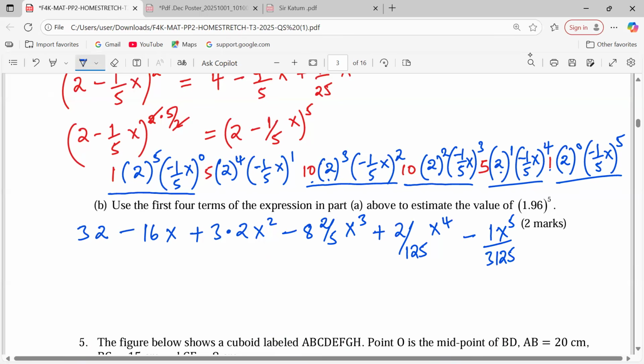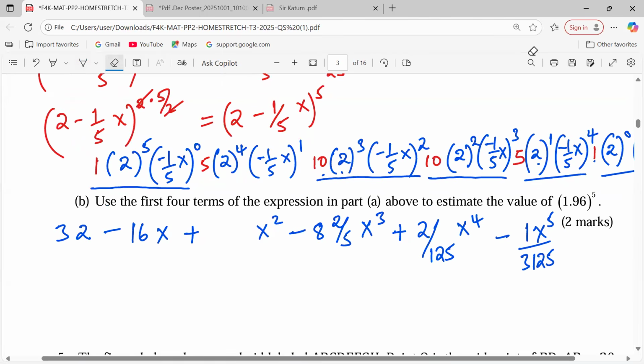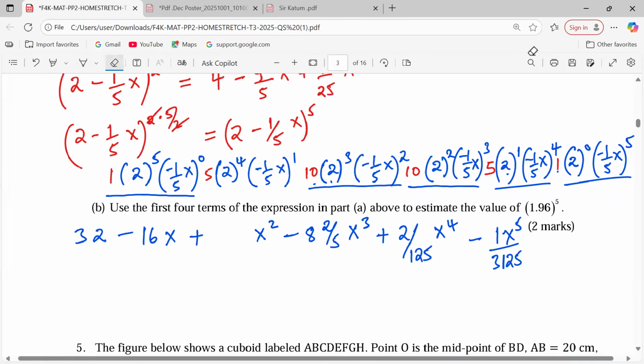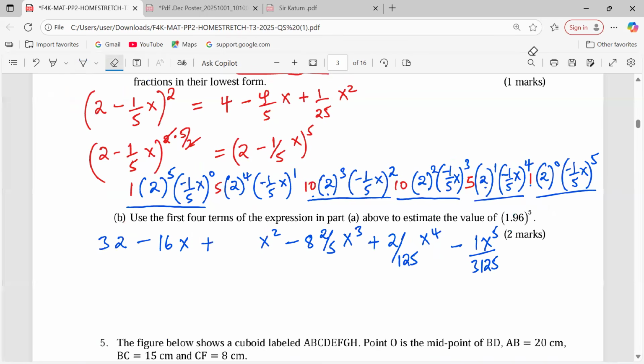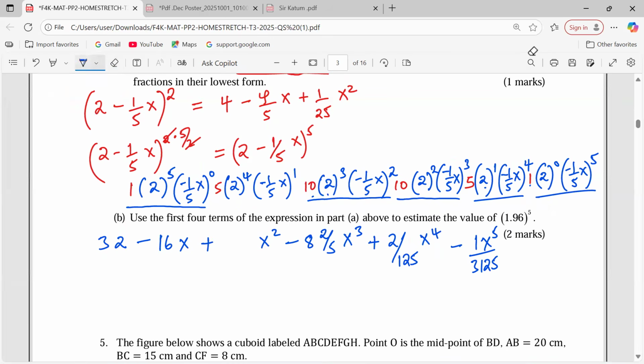So these are fractions in their simplest form, but we should revisit the third term here, which was 10 times 8 times 1 over 25, giving us 3 and 1 over 5. It should be a fraction.